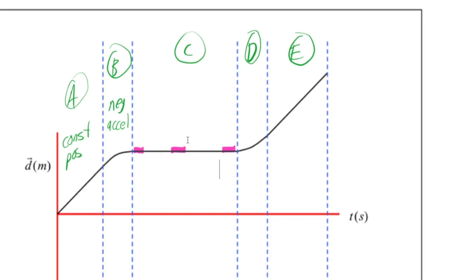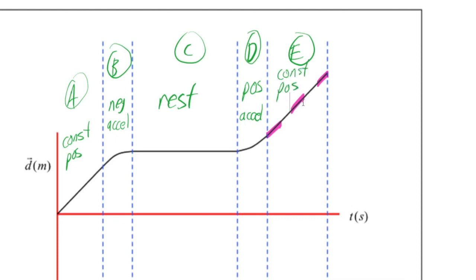Section C, the slope is 0 throughout the entire thing. If the slope is 0 throughout the entire thing, that means we are at rest. And then section D, it's curved up, going from a slope of 0 to a positive slope. That means we have positive acceleration. And in the last section here, section E, the slope is unchanging and it is positive. So we have constant positive motion.